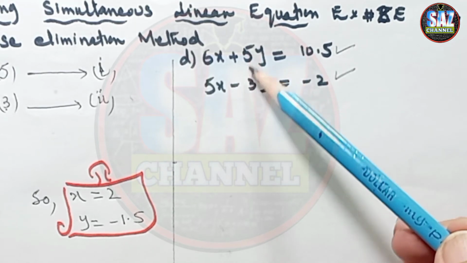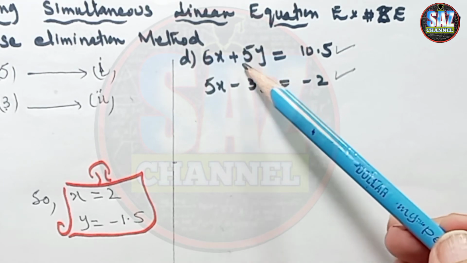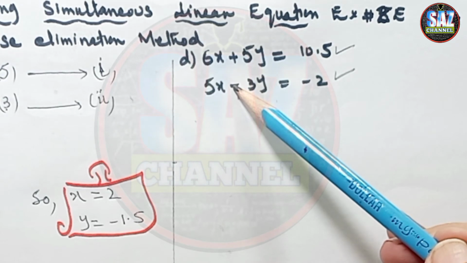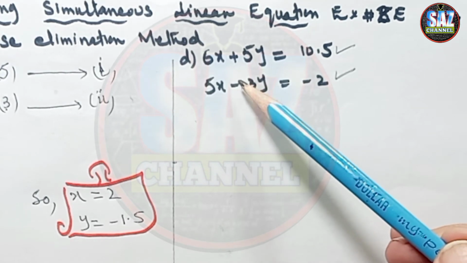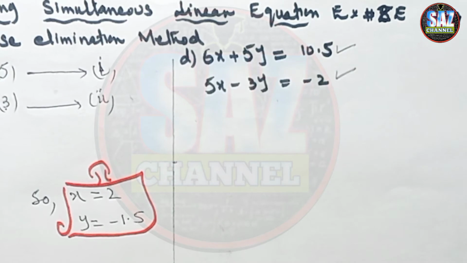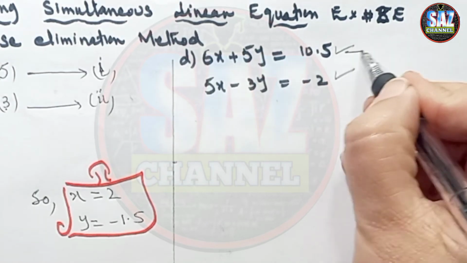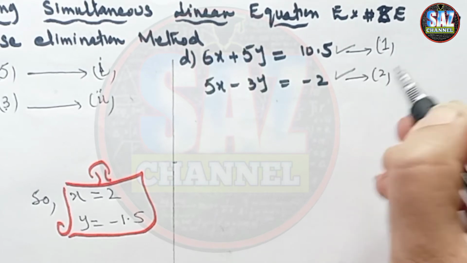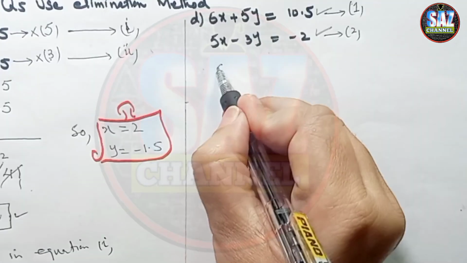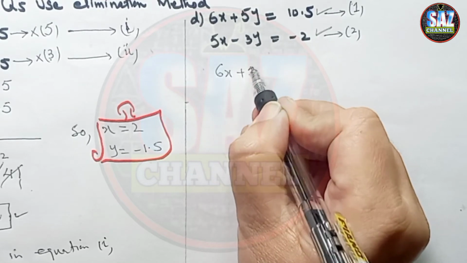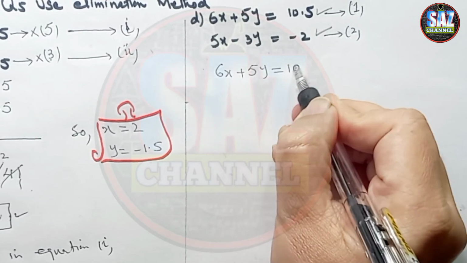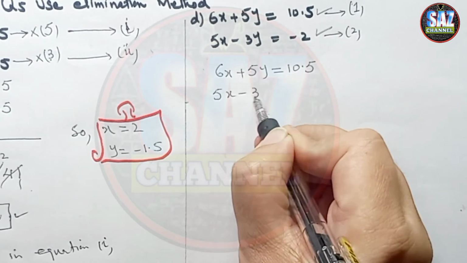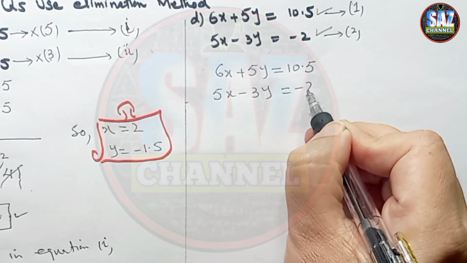If I choose the y term, we can see that here we have y with a positive sign and here we have y with a negative sign, so we can have less working this way. So what I will be doing, let this be equation 1 and this be equation 2. I will be taking both the equations one by one. 6x plus 5y equals 10.5 and 5x minus 3y equals minus 2.